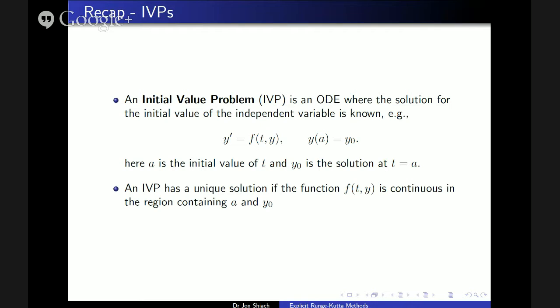We have a unique solution for IVPs if that function f of t, y is continuous in the region containing a and y0. All of the IVPs which we'll be looking at have a unique solution. So you don't have to worry too much about that.